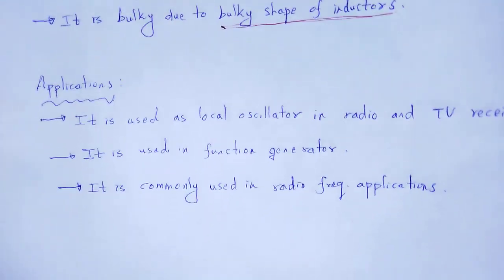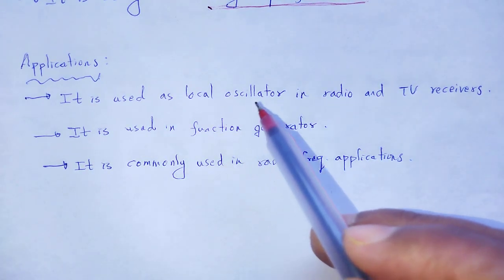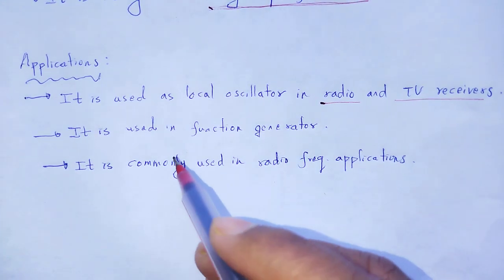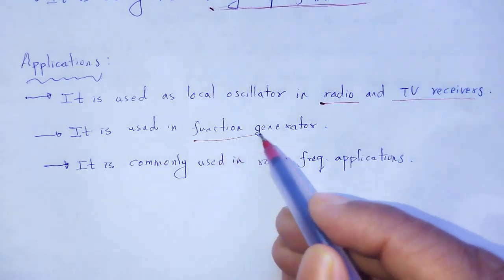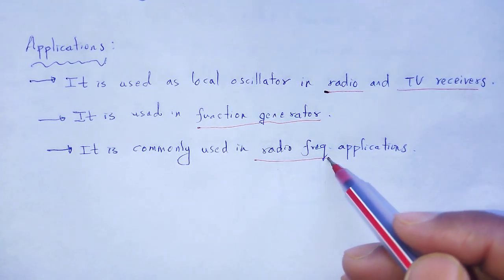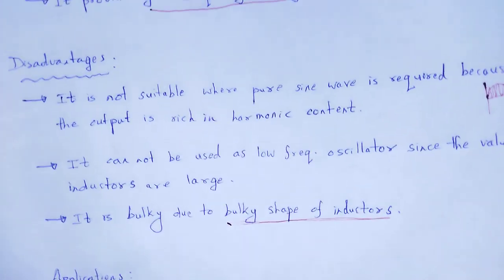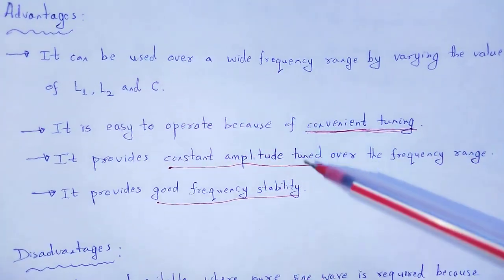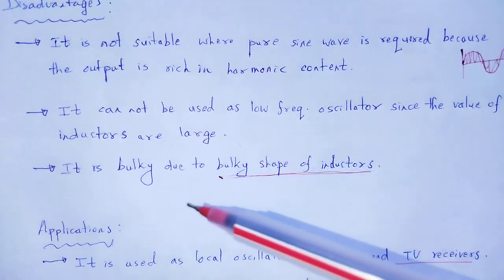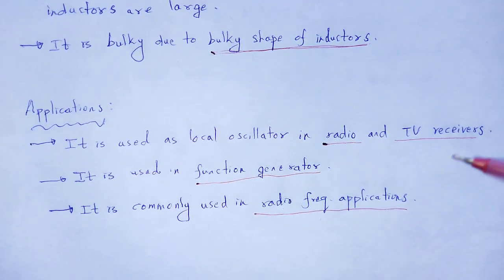Next, applications of this kind of oscillator: it is used as a local oscillator in radio and TV receivers. It is used in function generators. Next, it is commonly used in radio frequency applications. These are some advantages as well as disadvantages with applications of the Hartley oscillator.